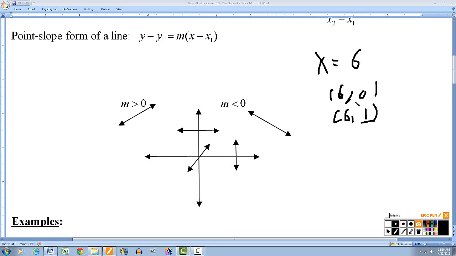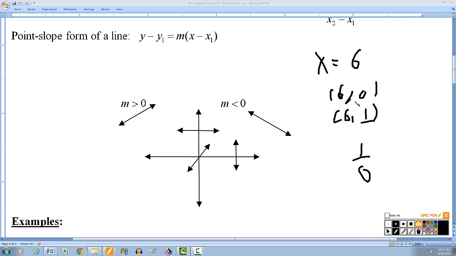So in this case, when you do the difference, on top is the difference in the y, so it'd be 1 minus 0, which is 1. On the bottom, though, it's 6 minus 6, which is 0. Division by 0 is not defined. So vertical lines, then, we say have undefined slope. The slope is not defined for vertical lines.